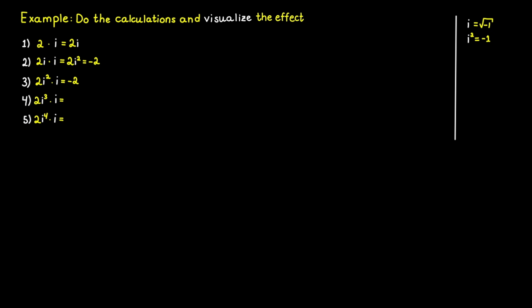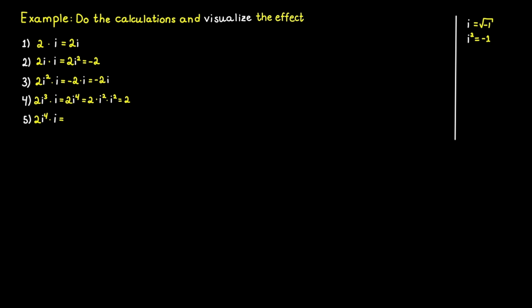So this becomes minus 2 times i, which simply is minus 2i. On the next row we have 2 times i raised to the power of 3 times i. And this is equal to 2i raised to the power of 4. And if we split this up, the next step is going to be more clear: we have 2 times i raised to the power of 2 times i raised to the power of 2. And if you remember, i raised to the power of 2 is simply equal to minus 1. So this thing is 2 times minus 1 times minus 1. So this is going to be equal to 2.